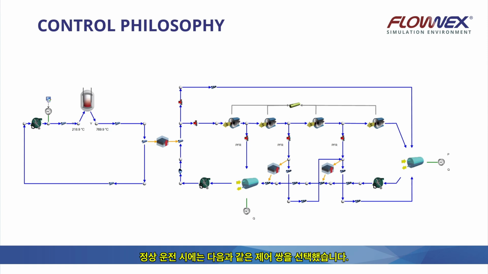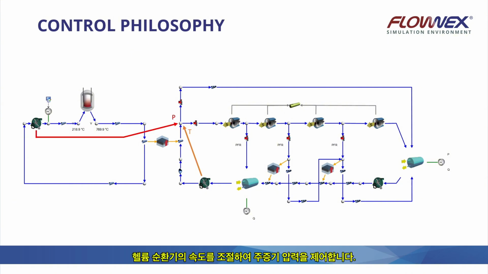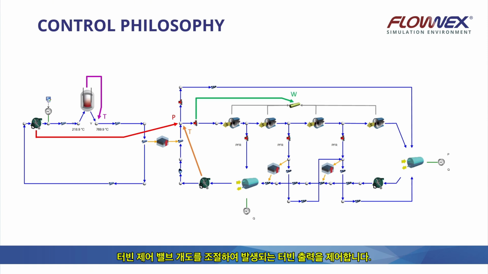Under normal operation, we have chosen the following control pairings. The speed of the feed water pump will be adjusted to control the steam generator outlet temperature. The speed of the helium circulator will be adjusted to control the main steam pressure. The control rod depth will be adjusted to control the reactor outlet temperature, and the opening of the turbine control valve will be adjusted to control the generated turbine power.